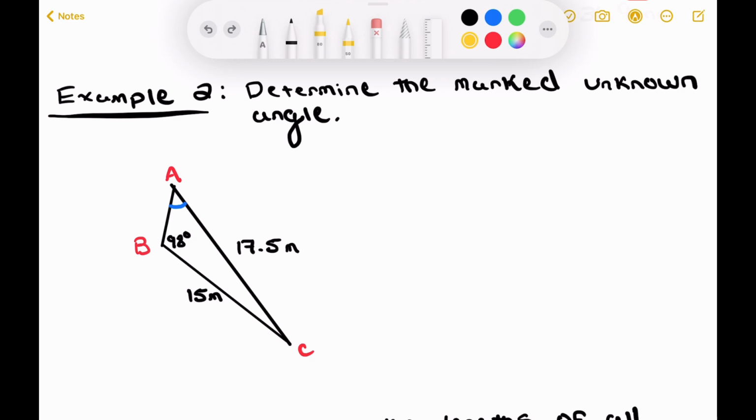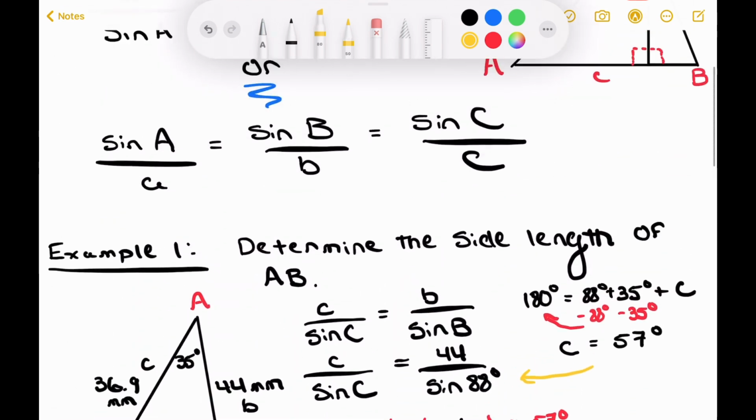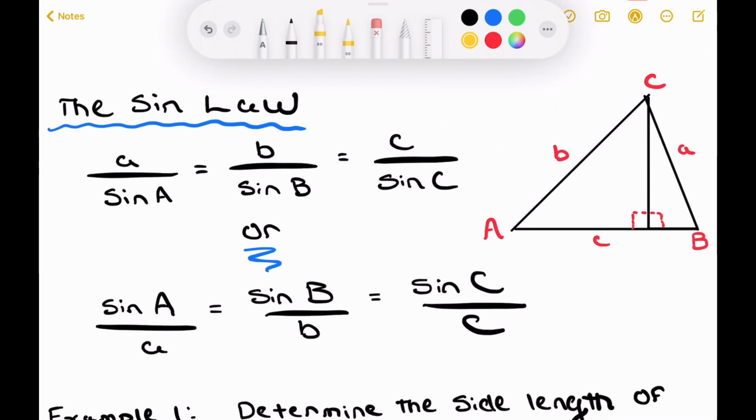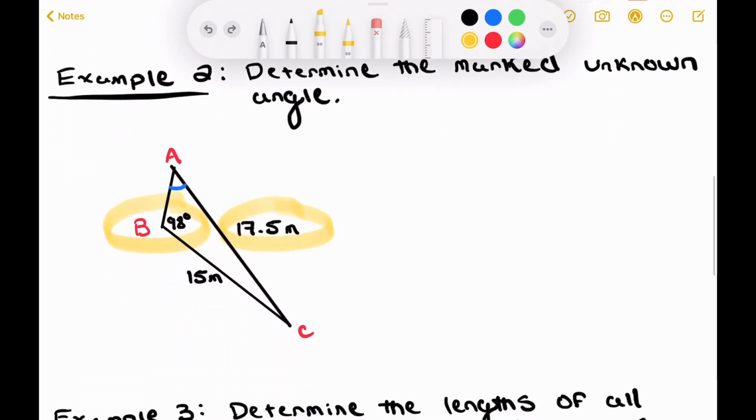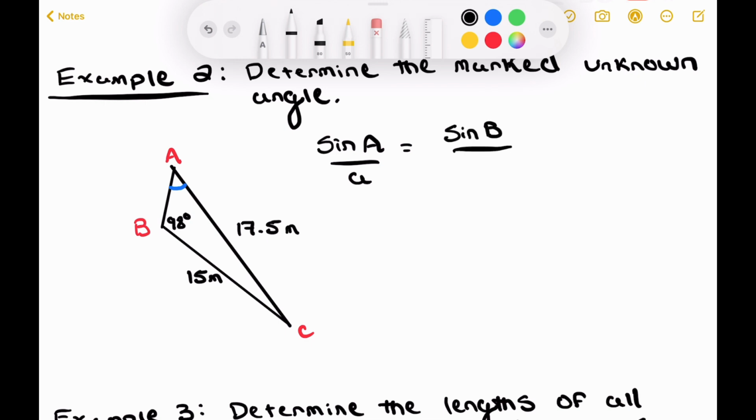So it looks like for B, we know both the angle and the side length. And for A, we know the side length, but we need the angle. So if we go back to our first page here, we can see that we can write these ratios in either order. I'm going to write it so that our sine function is in the numerator, just to save us steps of manipulating these equations. So specifically, let's use sine A over A is equal to sine B over B.